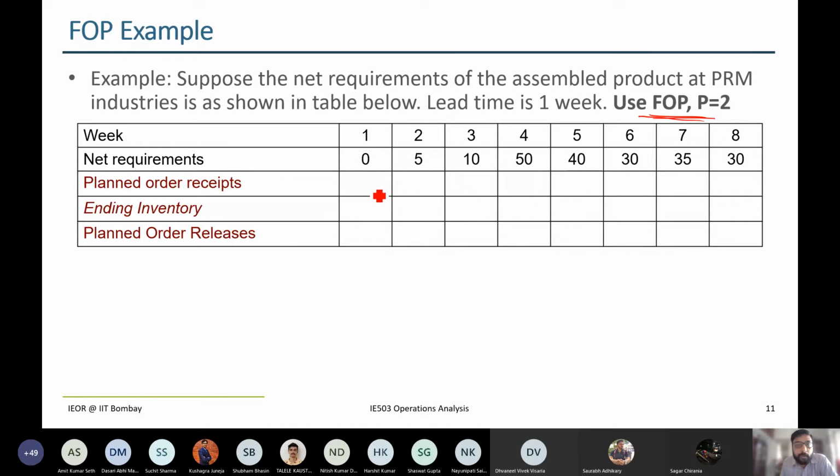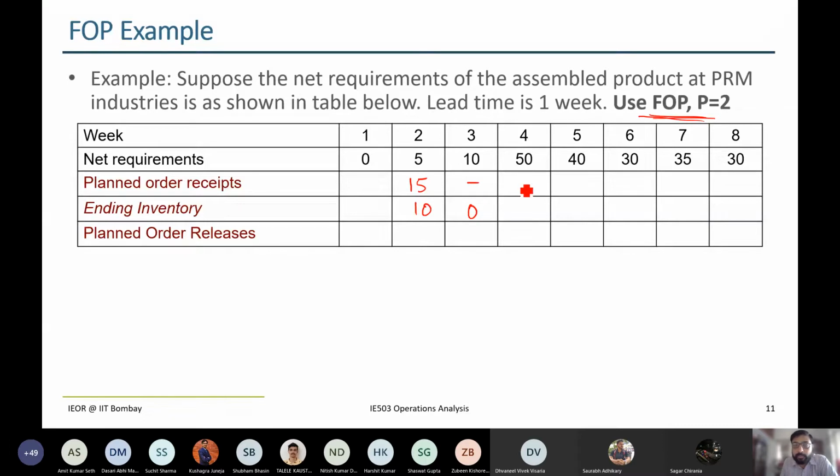Now, initially the requirement is 0, so I don't bother about period 1. In period 2, when I set up an order, I produce for period 2 and period 3. That is for two consecutive periods. So here I'll decide to get 15 units. If I get 15, then since the requirement is only 5, the end inventory will become 10, which gets consumed in the next period. So in that period, I don't need to make any production.